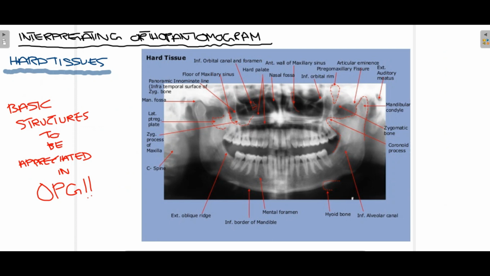Now talking about the main objective of this video, that is how do we interpret different structures that are visible in an OPG. Firstly we'll focus on the hard tissues that are visible in the OPG. So starting from the top, you can see these radiolucencies present bilaterally. These are your nasal fossae. Next, you can see these radiopaque structures over here. This is your hard palate that forms the roof of your mouth and it's also the floor of your nasal cavity. Then you have the infraorbital canal and foramen.